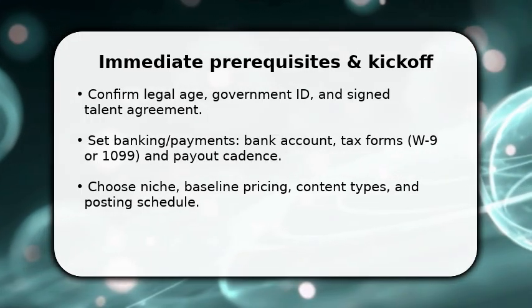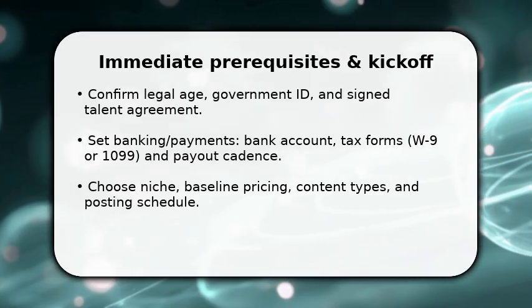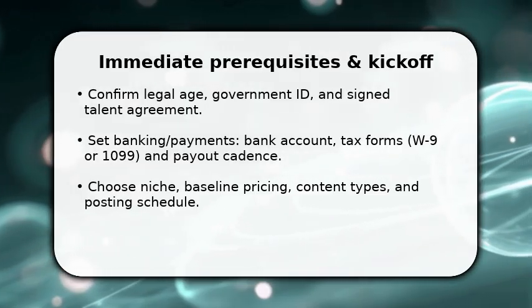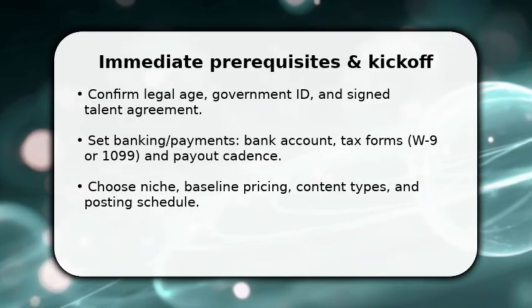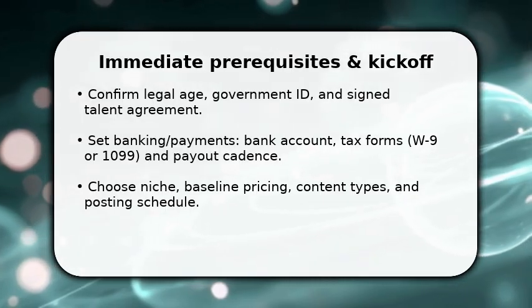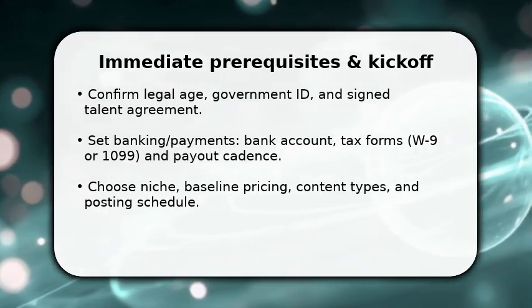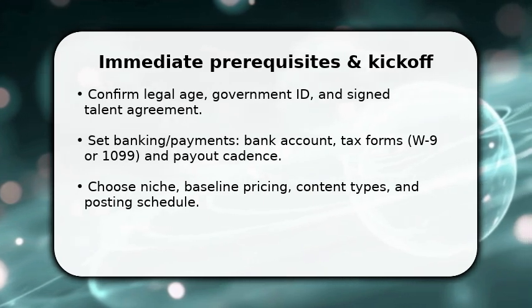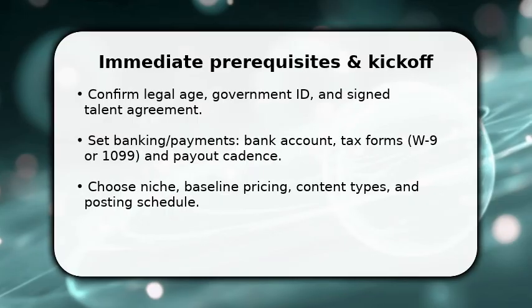Next, define the model's niche and concrete pricing tiers, because positioning determines discoverability. Begin a simple content calendar, 3 posts per week and 1 exclusive piece monthly. These steps get you operational immediately and reduce legal and payment friction later.